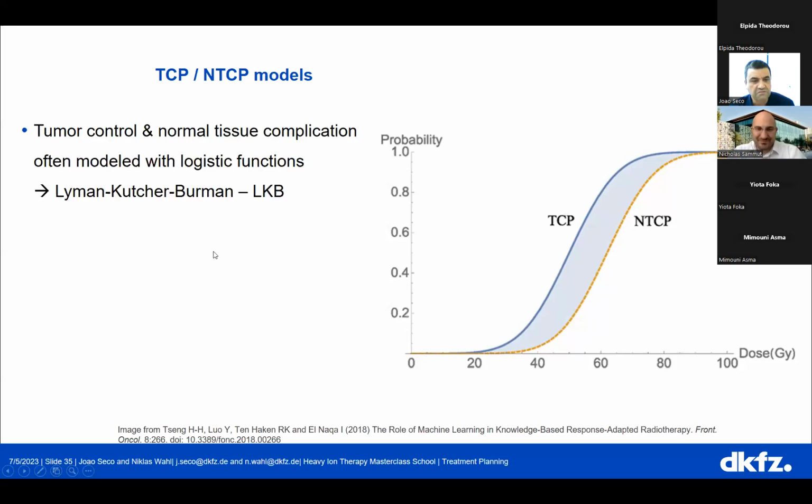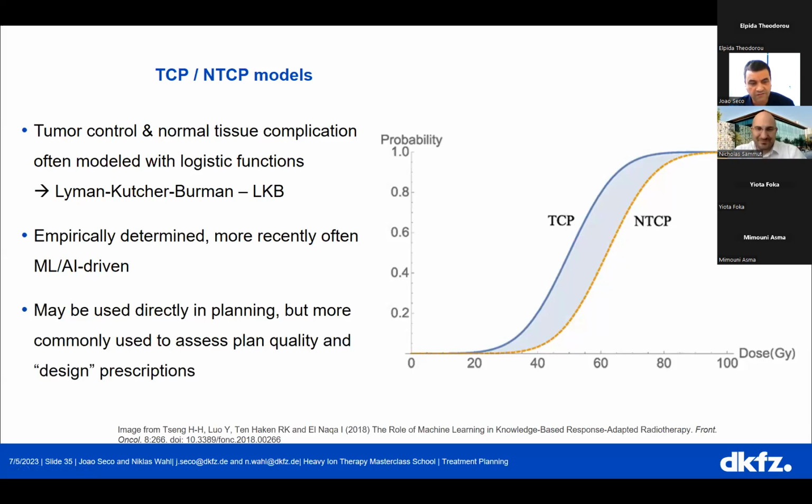So there are a variety of models for predicting these TCP and NTCP curves. You have the Lyman-Kutcher-Burman model, the LKB models. You have also, more recently, machine learning and AI-driven models. And you have a variety of other ways of doing it, okay? Most of the most recent treatment planning algorithms now use some form of LKB or EUD model for modeling the biological effects.